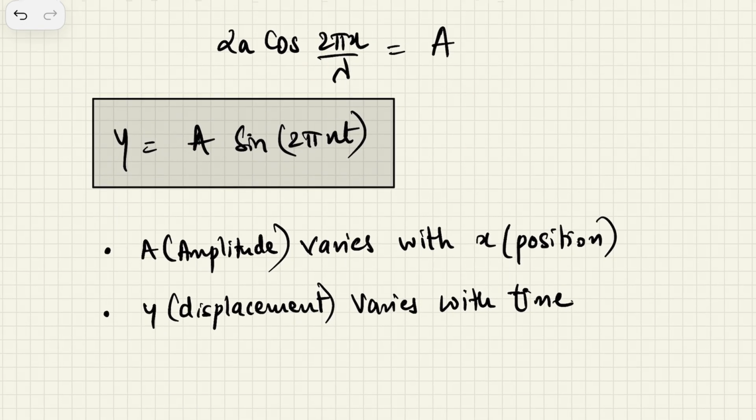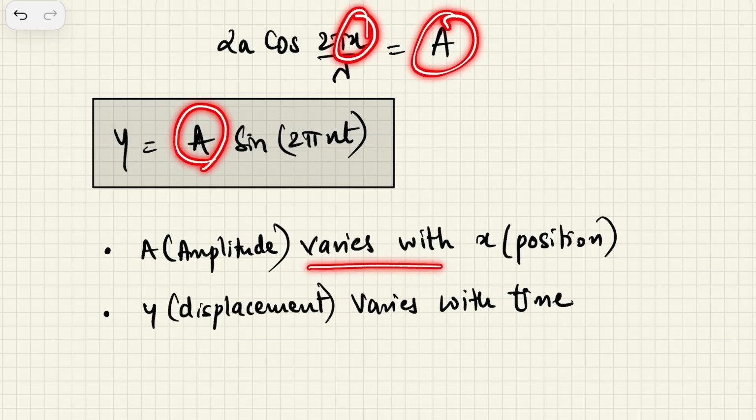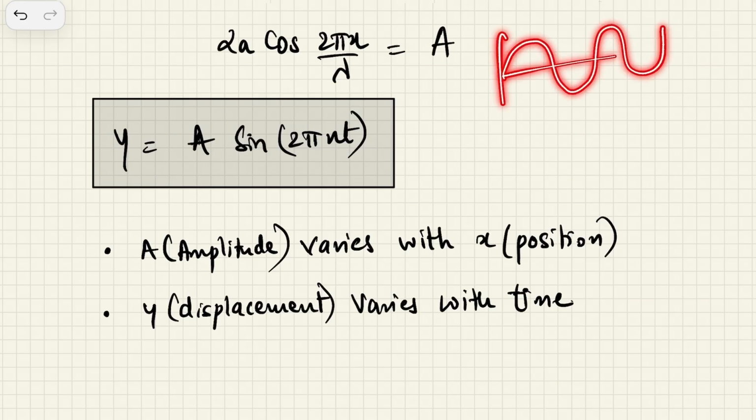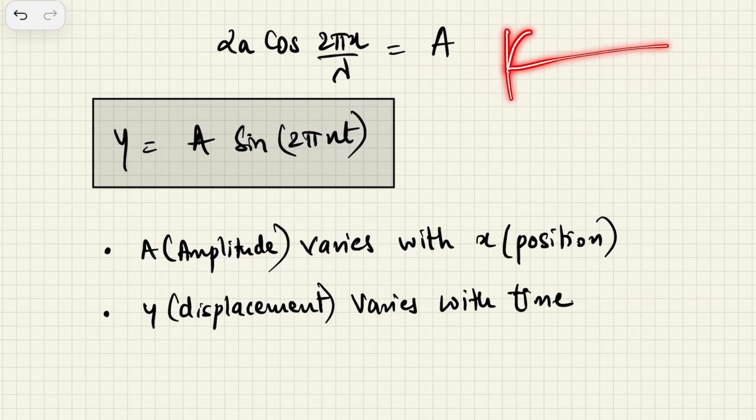Lastly, note that your A is depending on x, it varies with position. X is position and A is the resultant amplitude, and your displacement, that is y, is varying with respect to time. Because this amplitude is not varying with time, you are seeing that the wave is actually stationary with respect to time.